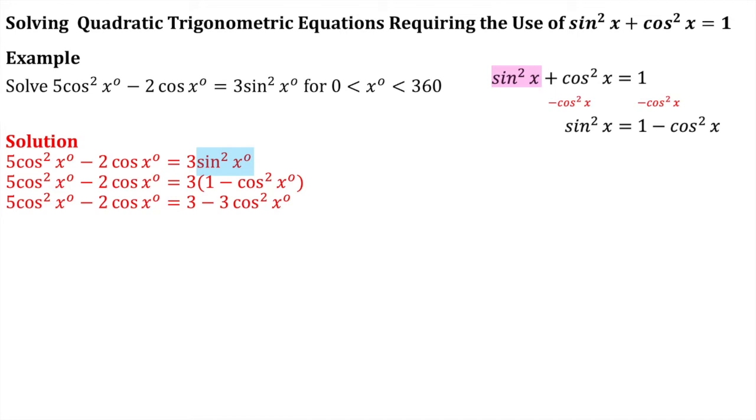Now if I rearrange this equation, I can add my 3 cos squared x to both sides and subtract my 3, and that will get me 8 cos squared x minus 2 cos x minus 3 equals 0. And I have a quadratic equation here. So in order to solve this, you'll realise from the last lesson that we need to factorise this. So factorising will give me 4 cos x minus 3 multiplied by 2 cos x plus 1 equals 0.